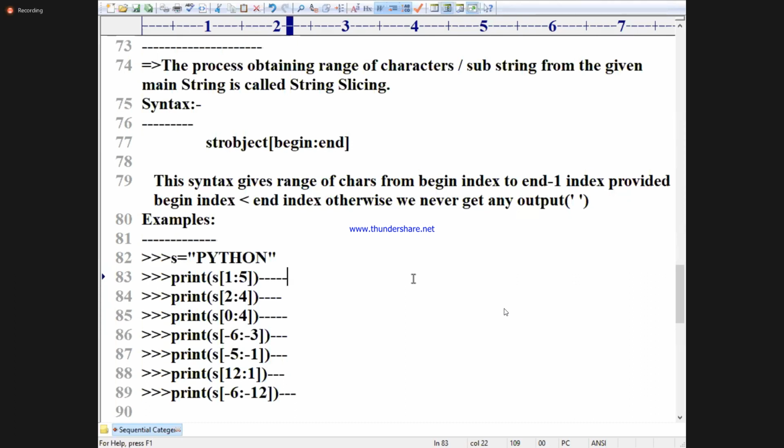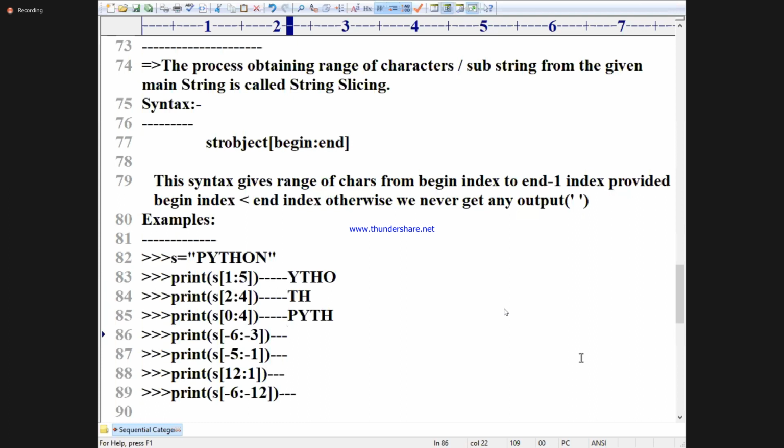Come on, 1 to 5. Output please, all of you respond. What are you doing? Come on, open the notes. Diagram you open, all of you. Come on. Y, T, H, O. Okay, next 2 to 4. T, H, O will come out, will not come out. O will come out, will not come out. Will not come. Next. 0 to 4. P, Y, T, H.